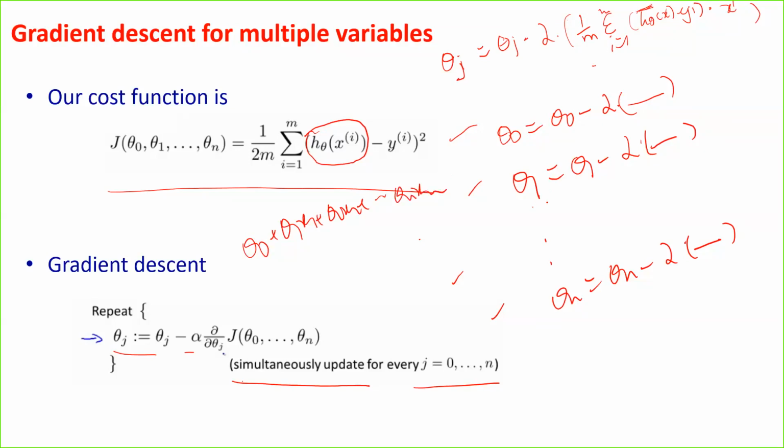In the update of theta 1, you have the other parameters also: theta naught, theta 1, theta 2, and so on up to theta n. While you are updating theta 1, in this something, you have h theta of x, and h theta of x is a function of all the theta values. Isn't that true?